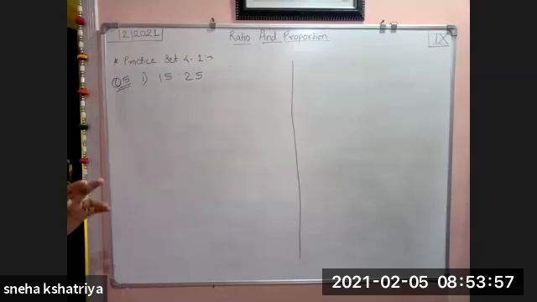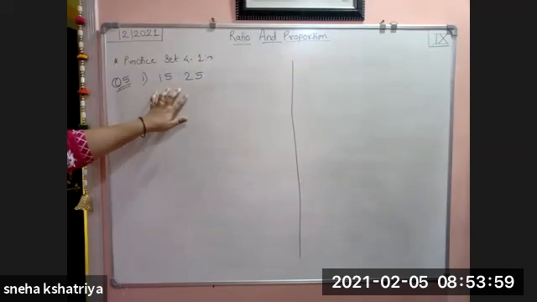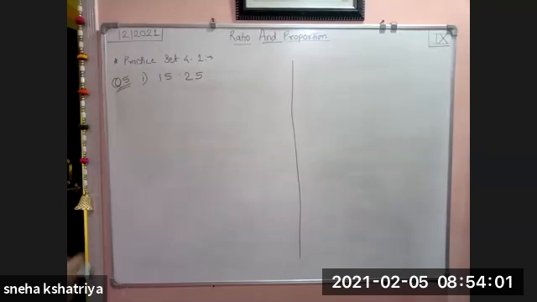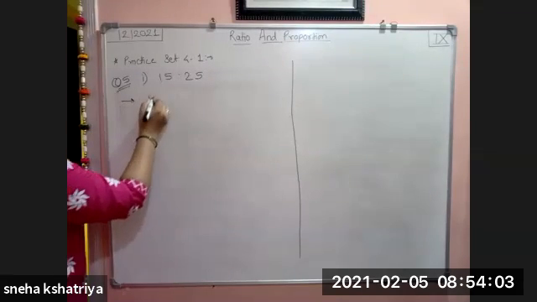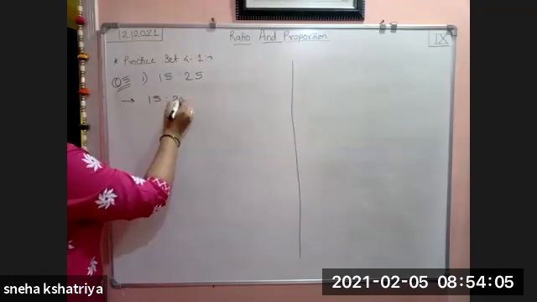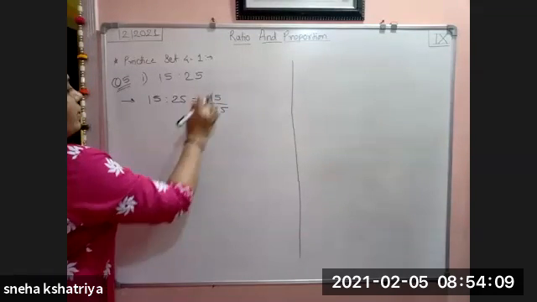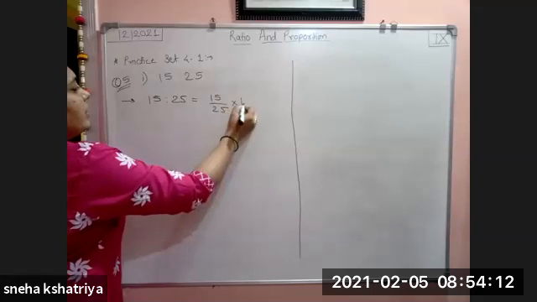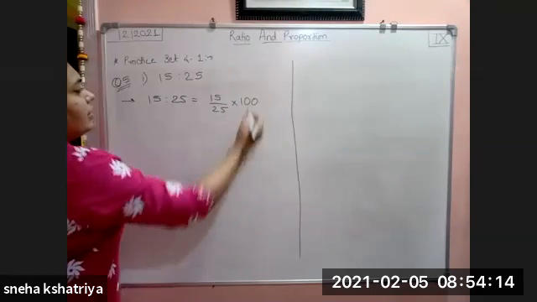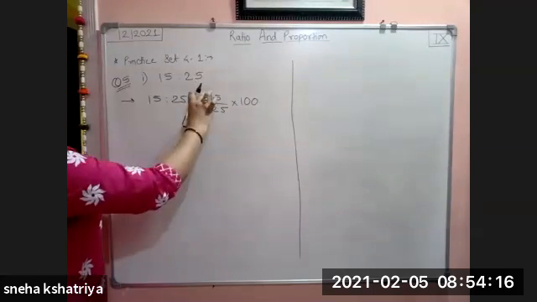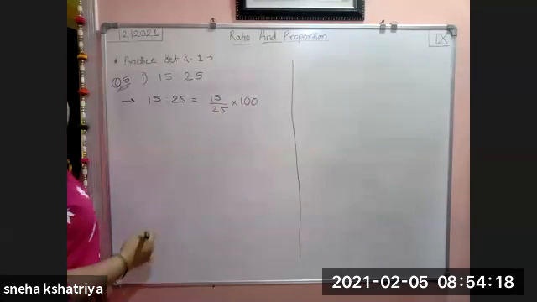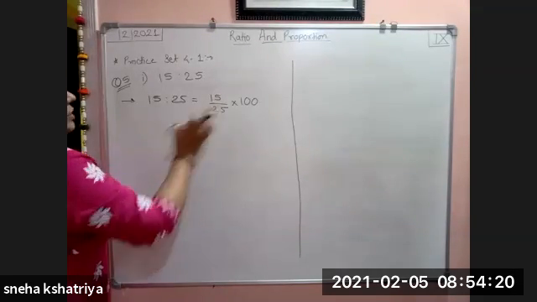A simple formula to convert into percentage: whatever the given ratio is, multiply by 100. First we will write like this: 15 as to 25, which is equal to 15 divided by 25, which is multiplied by 100. If we multiply by 100, whatever the given ratio, we get the percentage. So we will solve this.